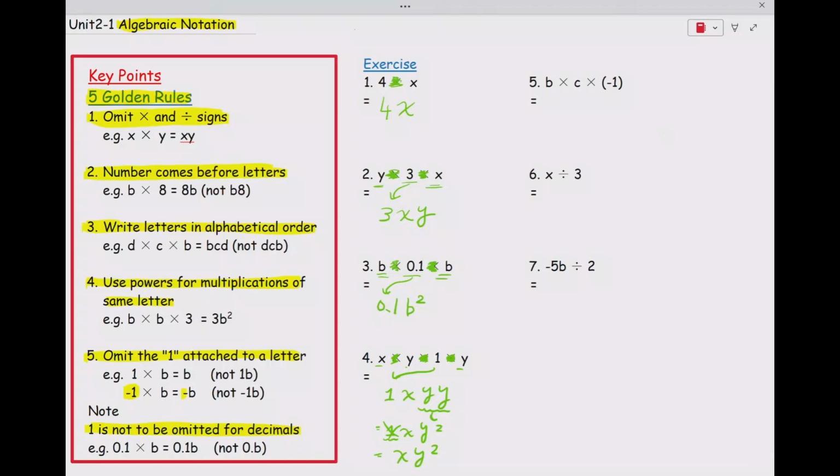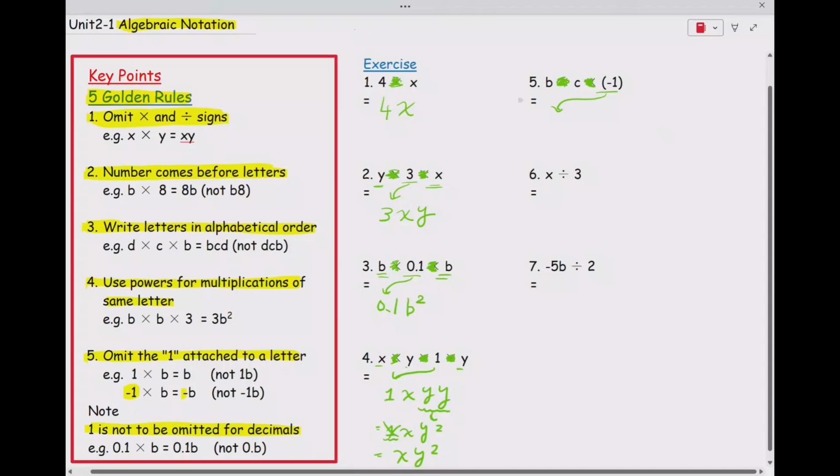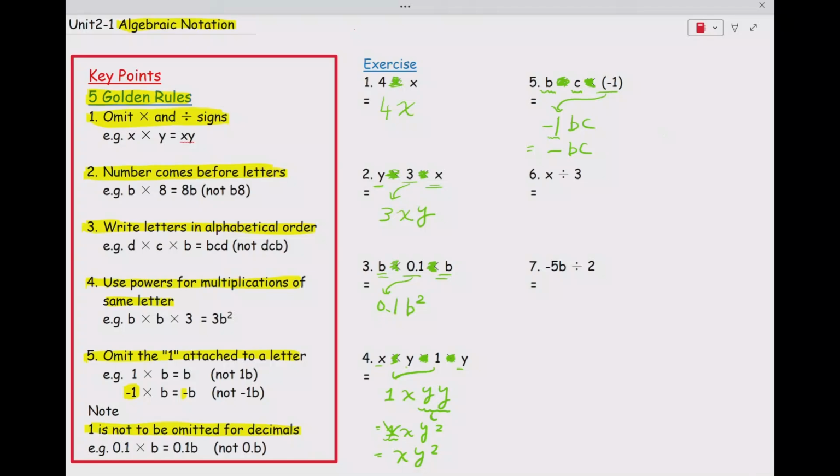Question number 5. b times c times minus 1. First, the multiplication signs are omitted. Then, numbers are written first, followed by letters. The letters are then arranged in alphabetical order. Then, the ones attached to the letters are omitted. However, in the case of minus 1, only minus is written, and the 1 is omitted. Therefore, the answer is minus bc. So far so good?